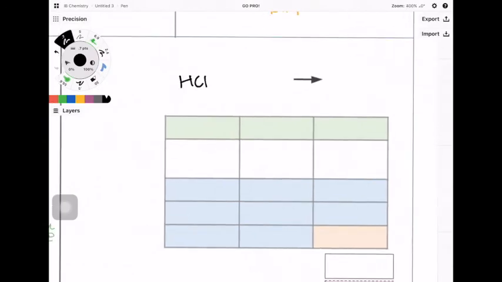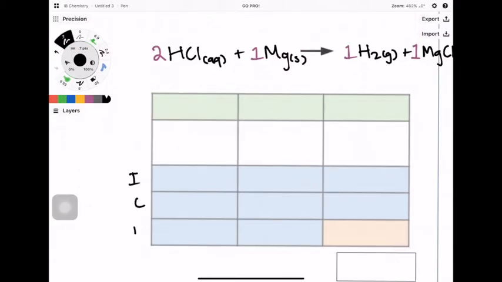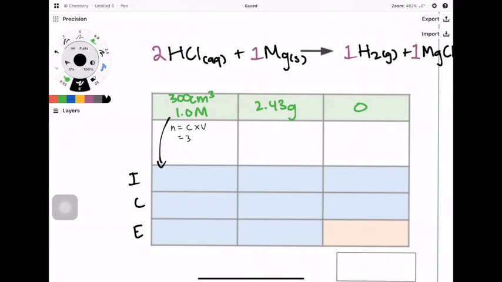Now the last example I have also has that extra wrinkle, but instead of just being given masses, we have a bunch of different states here. So we have a solution, a solid, and a gas. And so you will be asked to convert between the given units of those different states to moles. So here, for example, I could say I have 300 centimeters cubed of 1 molar HCl and 2.43 grams of magnesium. That would be a question that the IB sets.